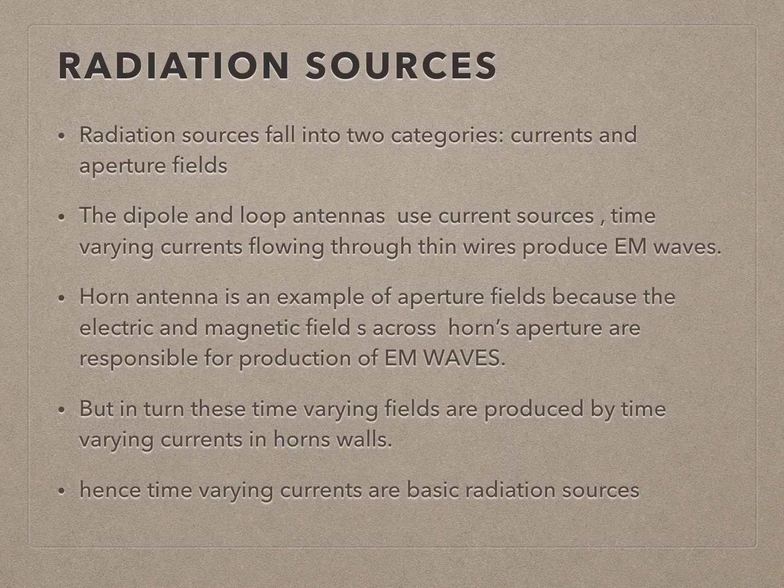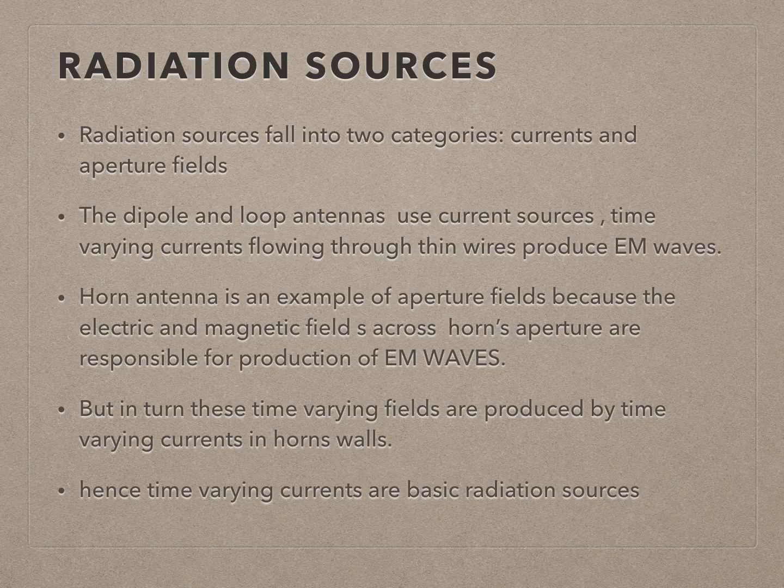Radiation sources. Radiation sources fall into two categories: current sources and aperture fields. The dipole and loop antennas use current sources. Time varying currents flowing through thin wires produce electromagnetic waves. This is the basic principle behind current sources.